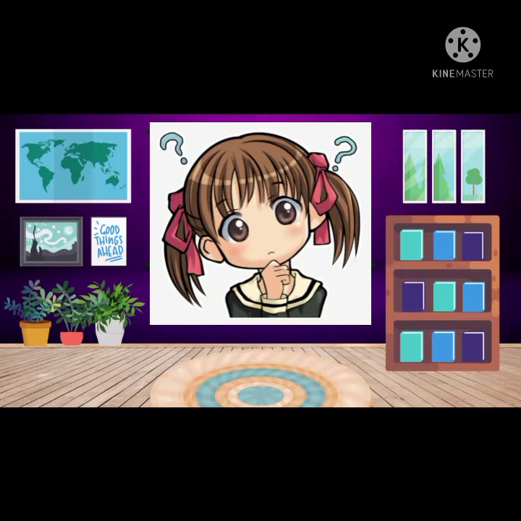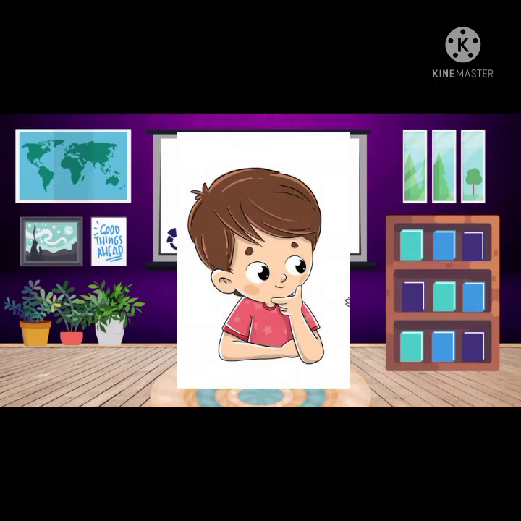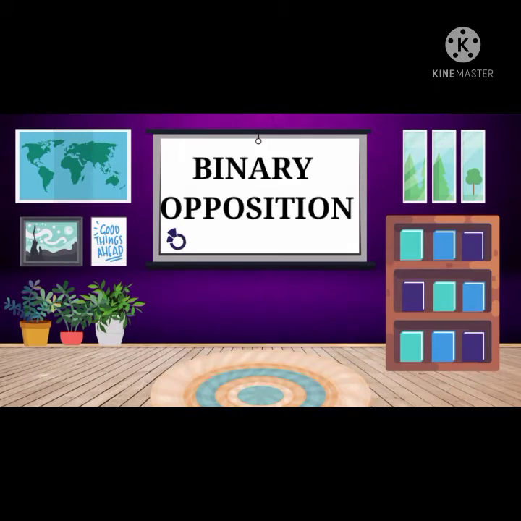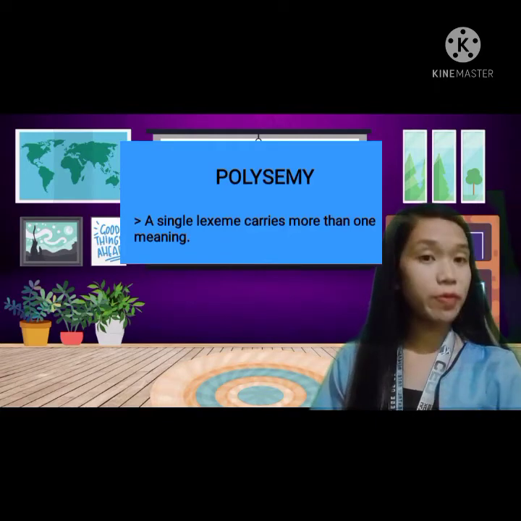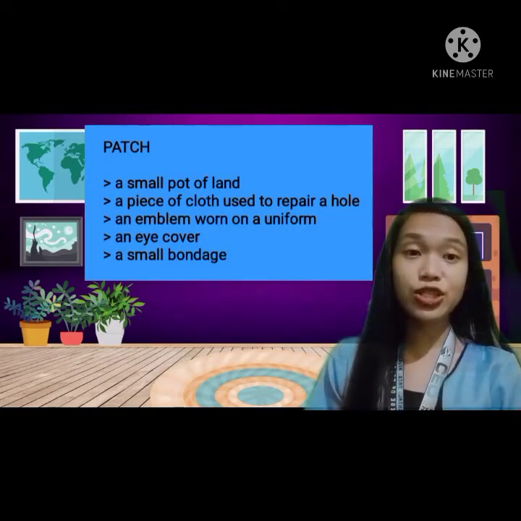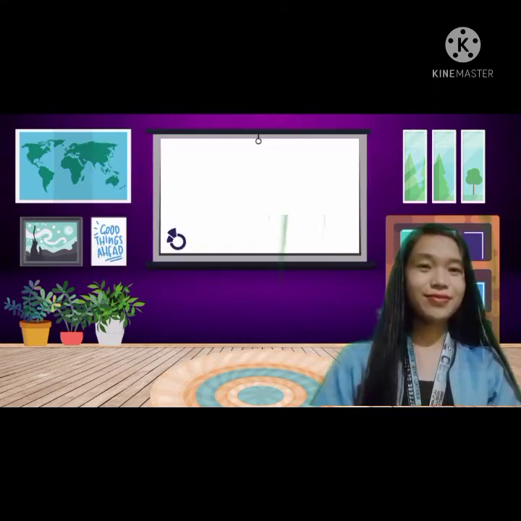Now, what comes into your mind when I say black? Is it white? If it is, that's what we call binary opposition. This abounds in all languages because we tend to think of the opposite of the given word. In polysemy, a single lexeme carries more than one meaning. For example, the word patch can mean a small plot of land, a piece of cloth used to repair a hole, an emblem worn on a uniform, an eye cover, and a small bandage.